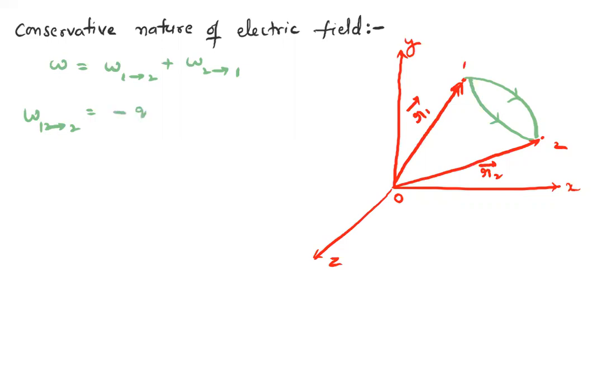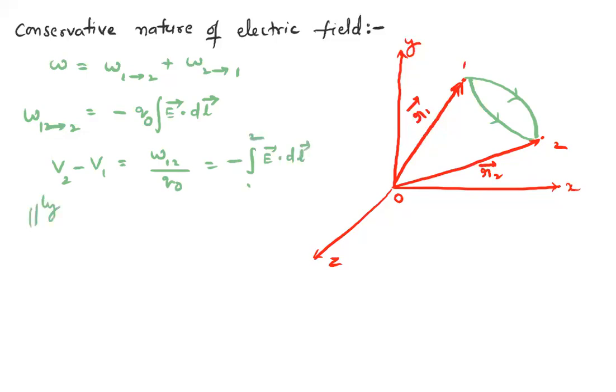minus Q naught into the integral of E dot dl. By the definition of potential difference, we can write V2 minus V1 equals the work done to move from 1 to 2 divided by charge. That will be equal to minus the integral from 1 to 2 of E dot dl. Similarly, we can write V1 minus V2 is equal to minus the integral from 2 to 1 of E dot dl.